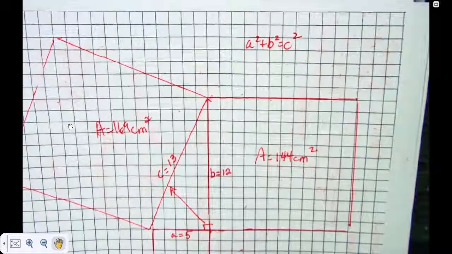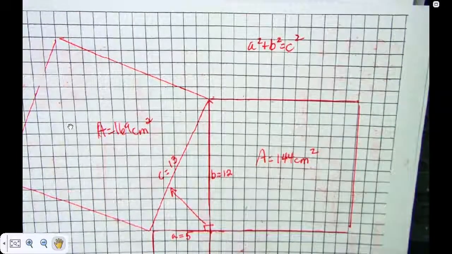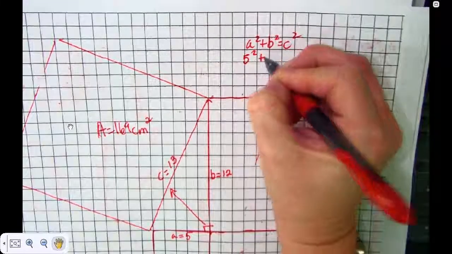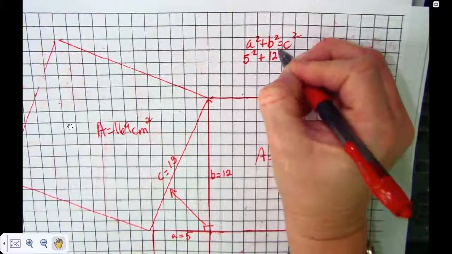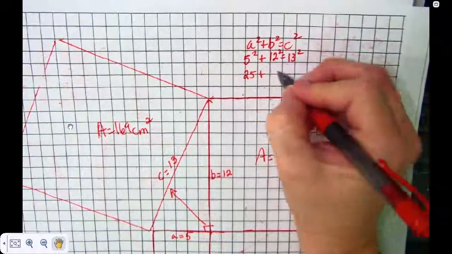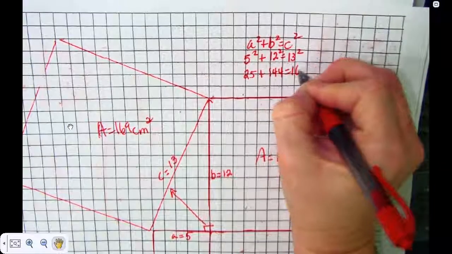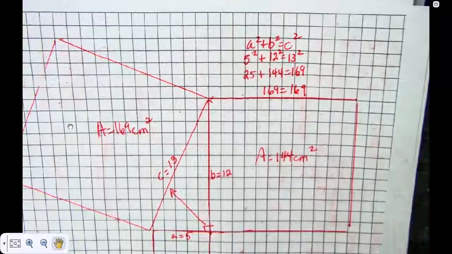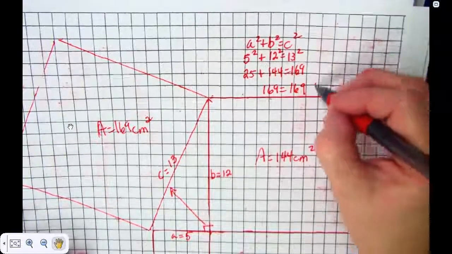Okay, let's use the theorem. Everybody should be at this point. Let's go. Okay, what's A? So 5 squared plus 12 squared equals 13 squared. 25 plus 144 is 169. 169 equals 169. Check. Okay, put that to the side real quick.